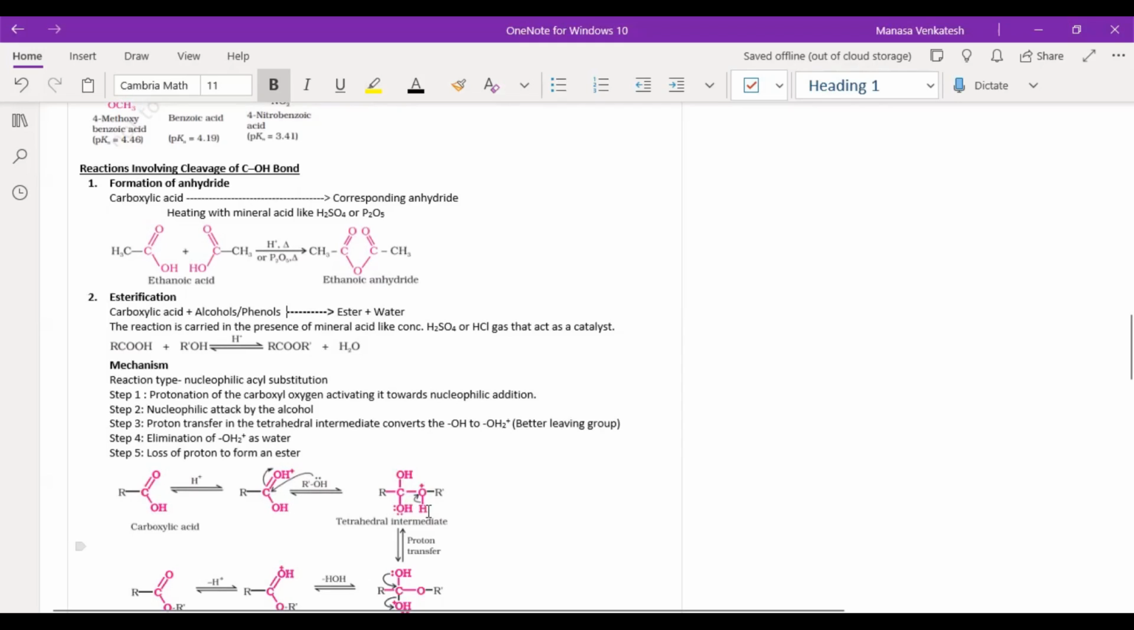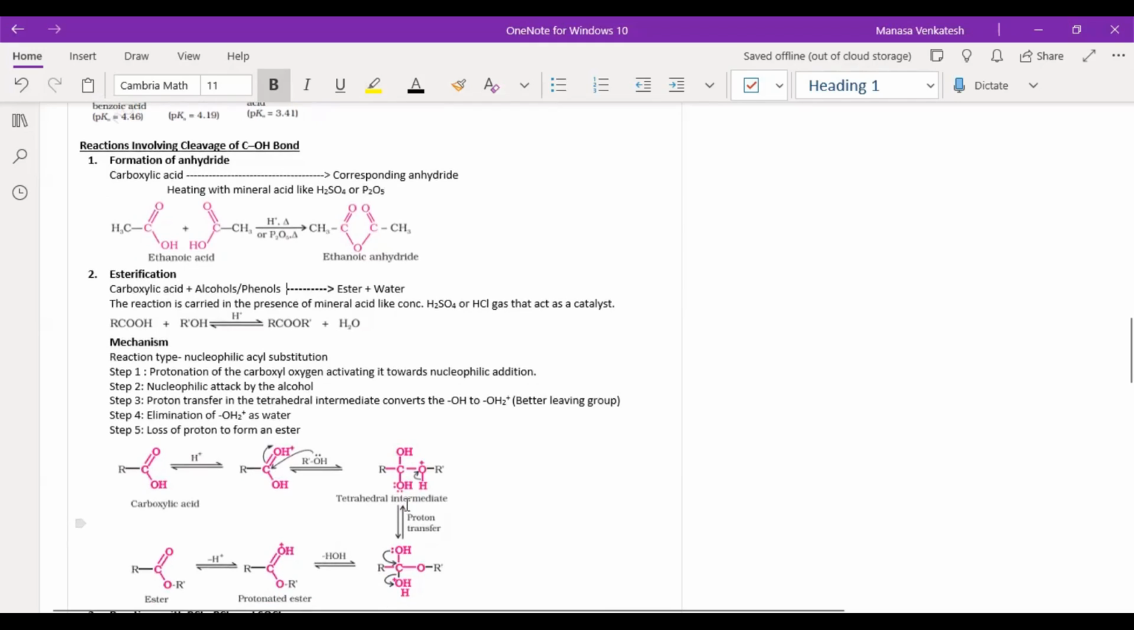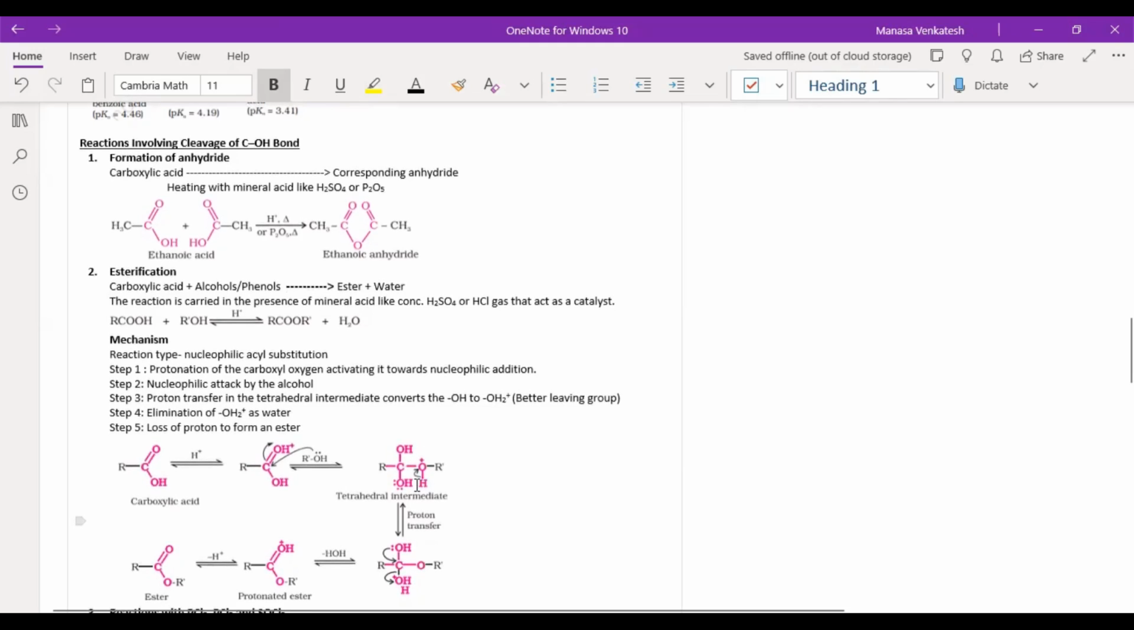Next, you have the proton transfer. So this hydrogen is going to move away and it's going to get attached to one of the OH groups. And this leads to the formation of an OH2 plus group. And OH2 is formed because it's a better leaving group than an OH. So that's the next step. After that, you have the elimination of the OH2 as water because there's a formation of a double bond. And the last step is the loss of proton to form an ester.